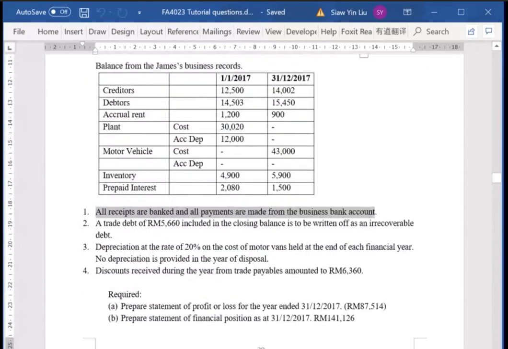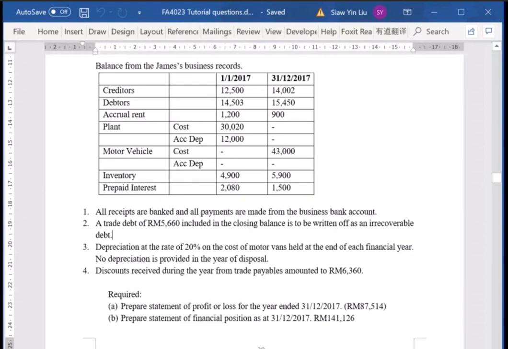The debtors of 5,660 included in the closing inventory is to be written off as irrecoverable debt. So it means that you have one bad debt but have yet to be recorded. So now you need to record bad debts.